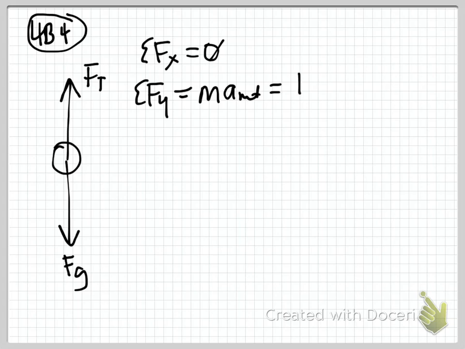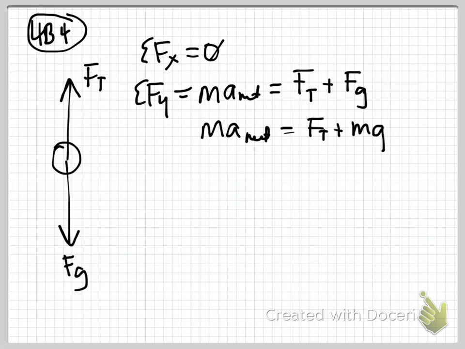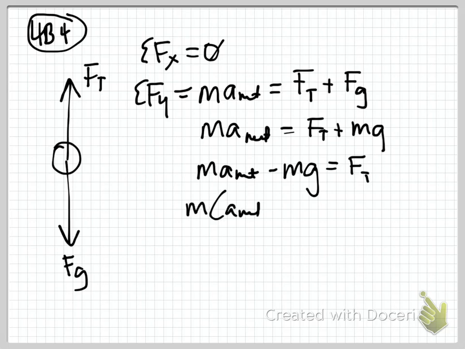And again, we've got a force up, force of tension, and we've got a force down, force of gravity. So the other thing we know is that m a net is equal to F T minus F g. Well, that F g is really mass times gravity. So now we can rearrange: mass times net acceleration minus mass times gravity equals F T. So we can factor out an m. We've got a net minus g. That equals F T. We know that overall this is going to be a negative number. So in fact what we're doing is adding gravity to acceleration.